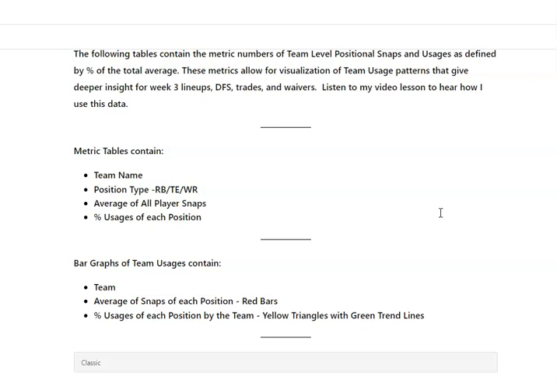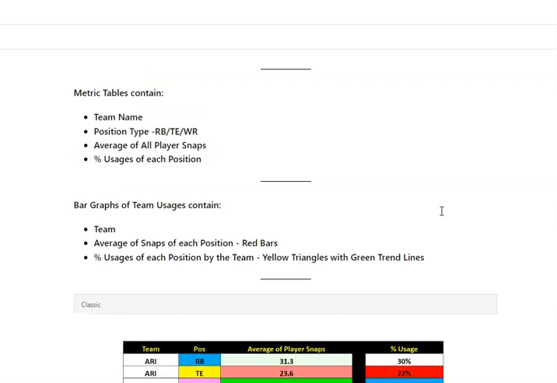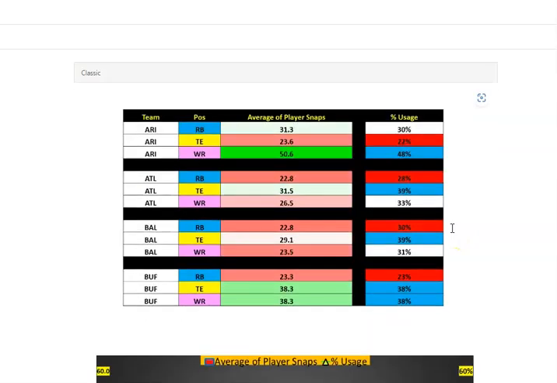So the metric tables have team name, position, average of the player snaps over the 3 weeks, and positional usages. And then I use a bar graph, and the red bars highlight the positions, and the yellow triangles or green trend lines show how the team's overall positional pattern is. So let's take a look.